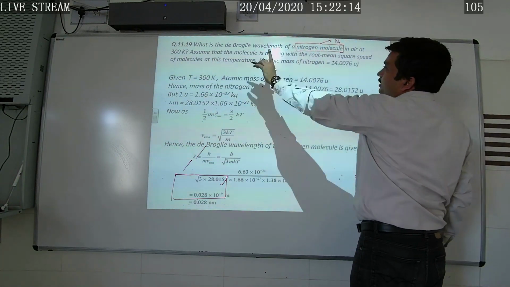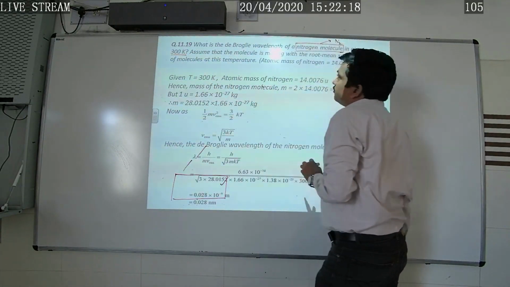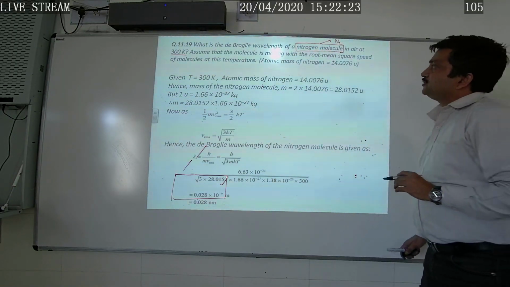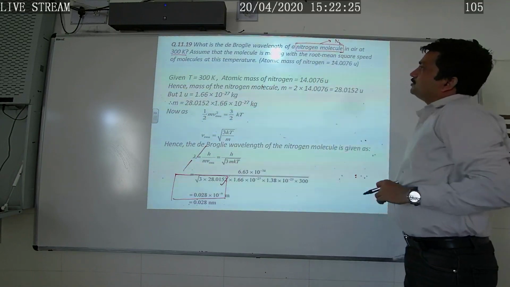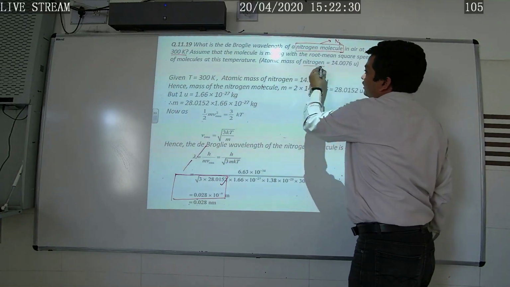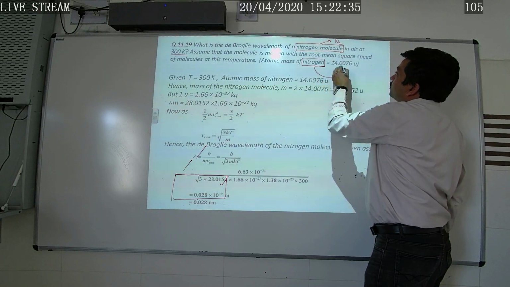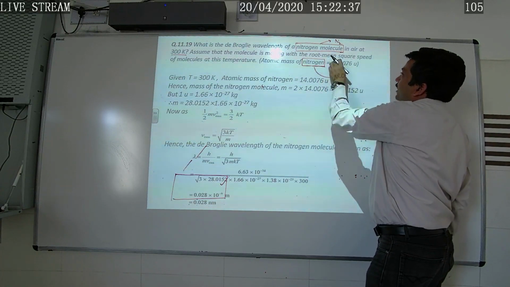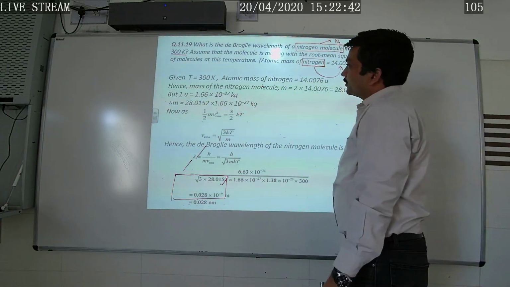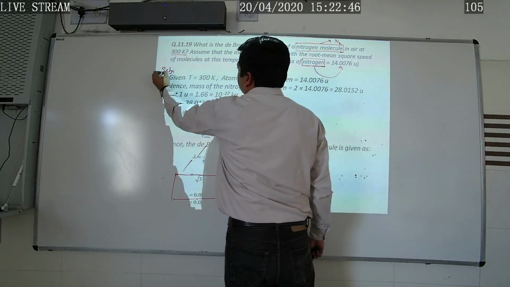Nitrogen molecule in air at temperature 300 Kelvin. Assume that the molecule is moving with the root mean square speed of molecules at this temperature, and the atomic mass of nitrogen is given to us. Mind that it is not written nitrogen molecule here, he is writing only about nitrogen, 14.0076 atomic mass unit.